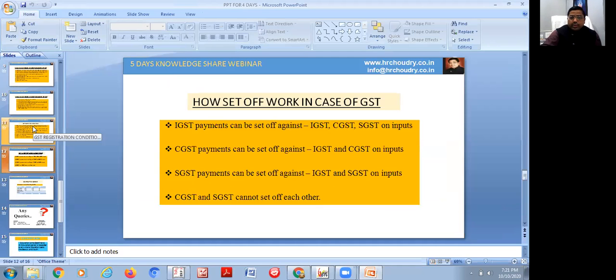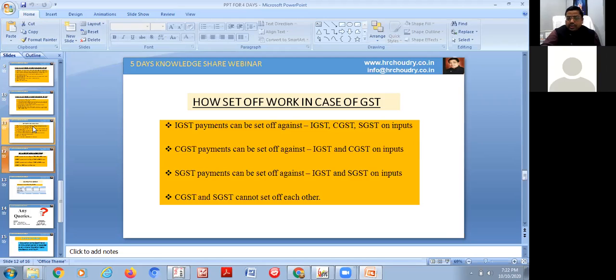How does set off work in case of GST? Suppose you have an IGST purchase, you can adjust it against IGST, CGST and SGST, all three. If you are purchasing any goods from other states, you are getting the IGST benefit. In that case, you have to adjust your IGST with CGST and SGST both, and IGST also. But in case of CGST, you can adjust only IGST and CGST. In case of SGST, IGST and SGST. Means there is no inter set off of CGST and SGST.